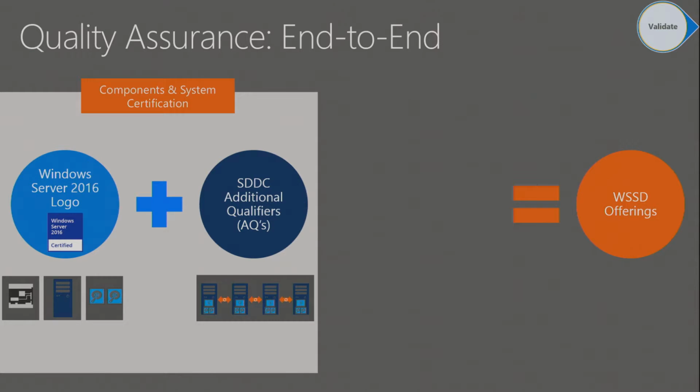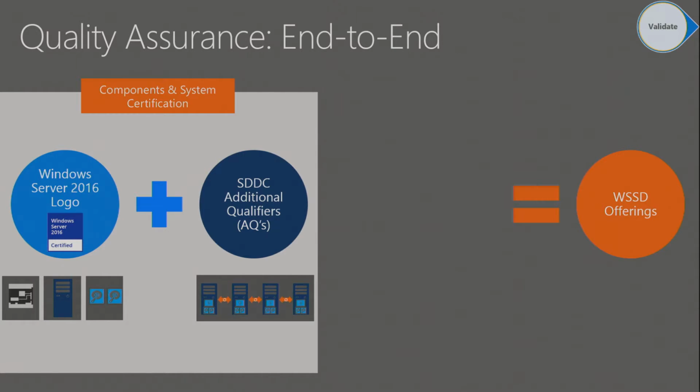The second step is that additional bar that I kept referring to. This would start to make sense because we have created two AQs, or additional qualifiers. The additional qualifiers map back to the offerings that I showed before. So there's a hyperconverged standard, and there's a hyperconverged premium, and there's storage only, converged SDS. There are AQs that are designed to address each one of those categories.